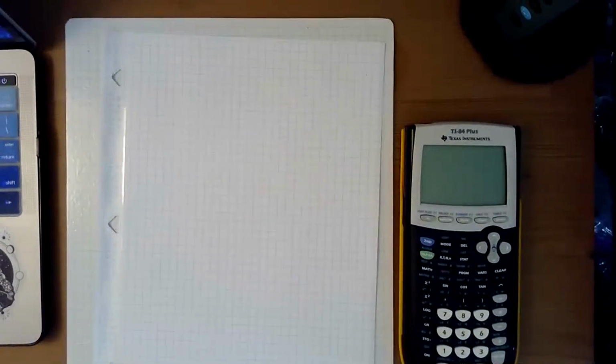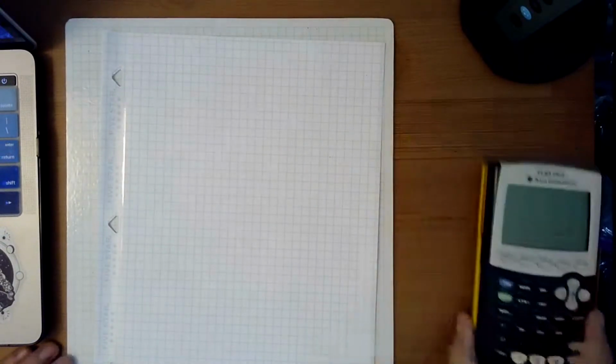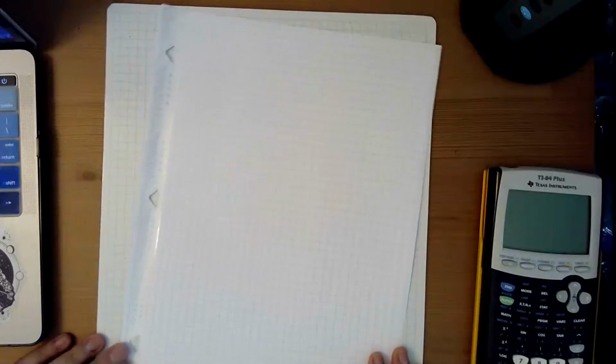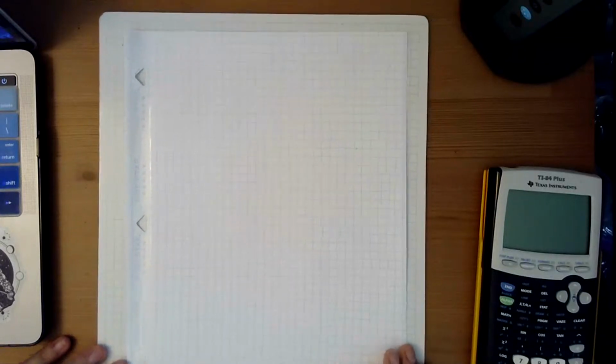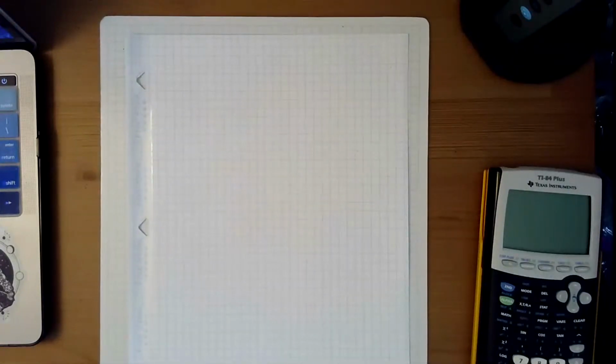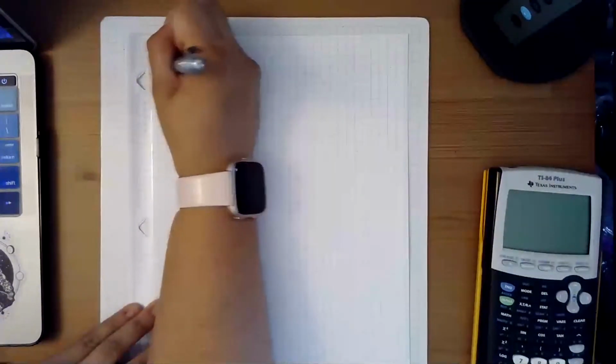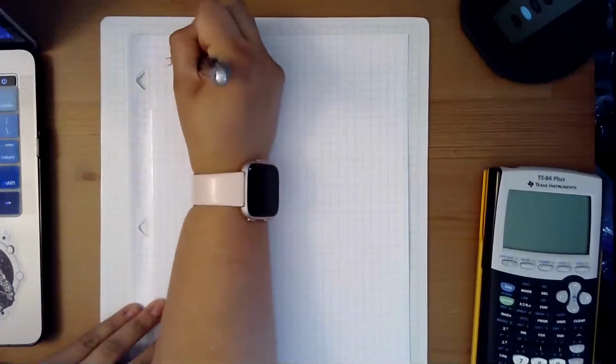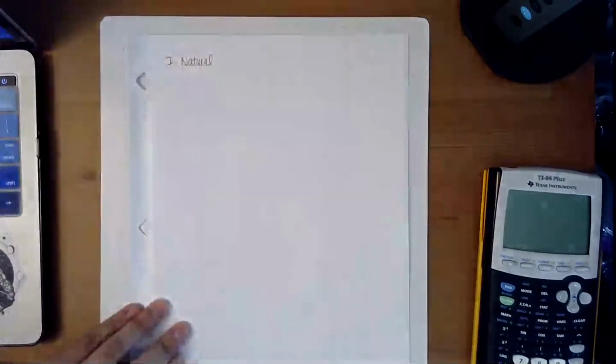I'm going to be doing a video for Algebra 2. I'm going to be giving some extensive practice on our natural logs. So I'm going to go ahead and start off with a little overview of natural. So we have the natural e, which is the natural exponential function.